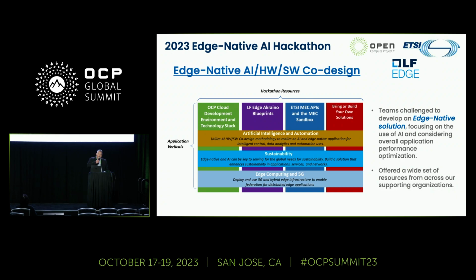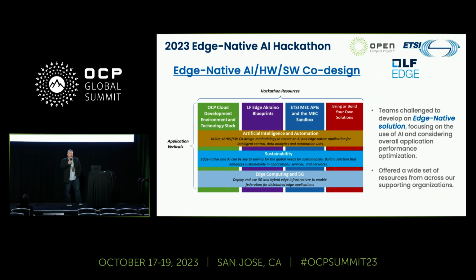A little bit about what we're doing, what the theme was this year. So this year we focused on Edge native AI hardware software co-design. And we worked together with ETSI. OCP worked with ETSI and LF Edge, and we got together and we said, hey, what resources do we have that we could pool together to make a really compelling hackathon contest?